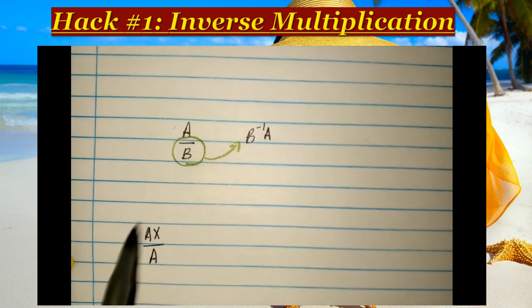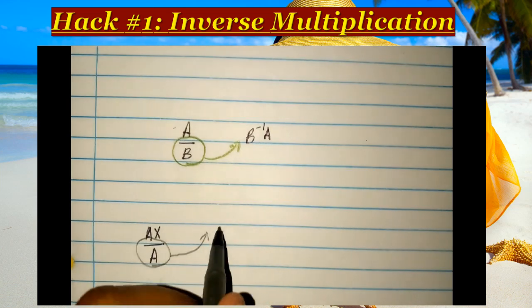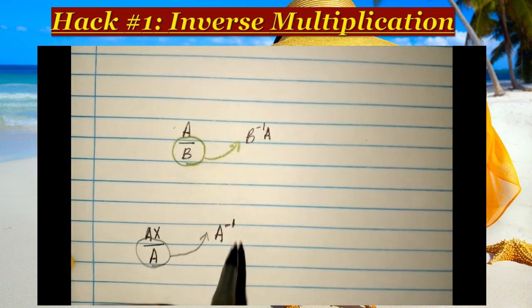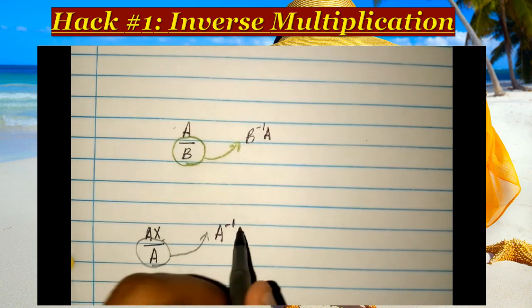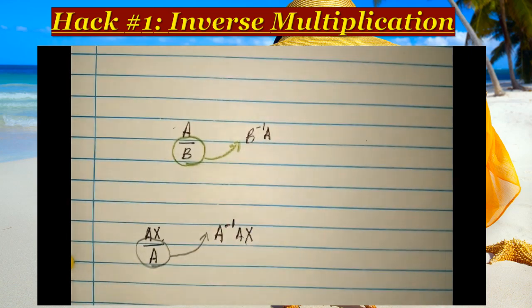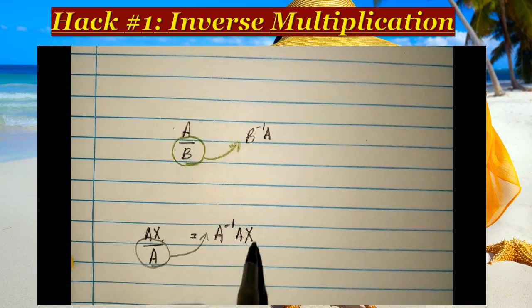So I want to rewrite the expression AX divided by A. I'm going to take the fractional part, the divided by A, and I'm going to write it up as A inverse. So the divided by A becomes A inverse, and I'm multiplying it by whatever is on the numerator. So AX is on the numerator. So AX divided by A now becomes A inverse times A times X.